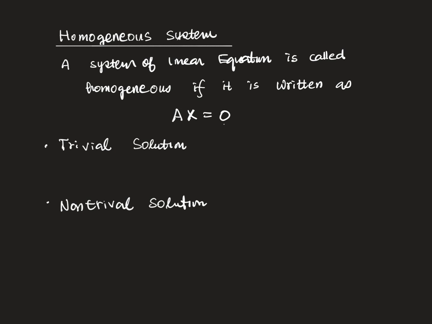This constant term is going to be zero. The trivial solution, by definition, is when the vector x is zero. Then we say this one is the trivial solution.